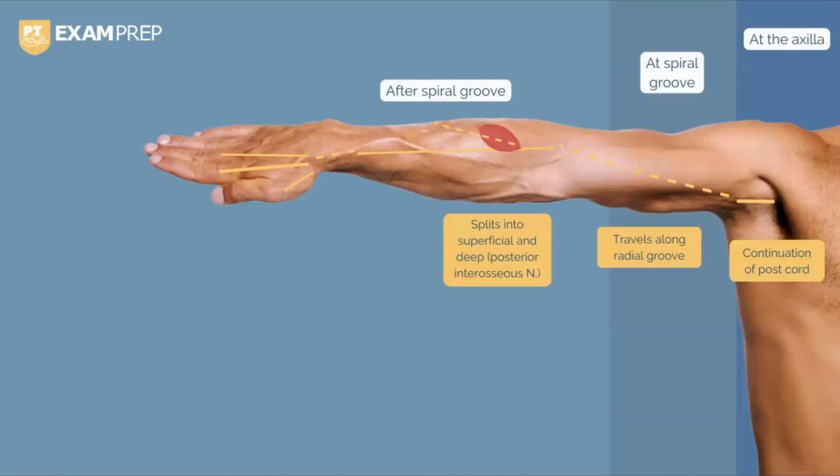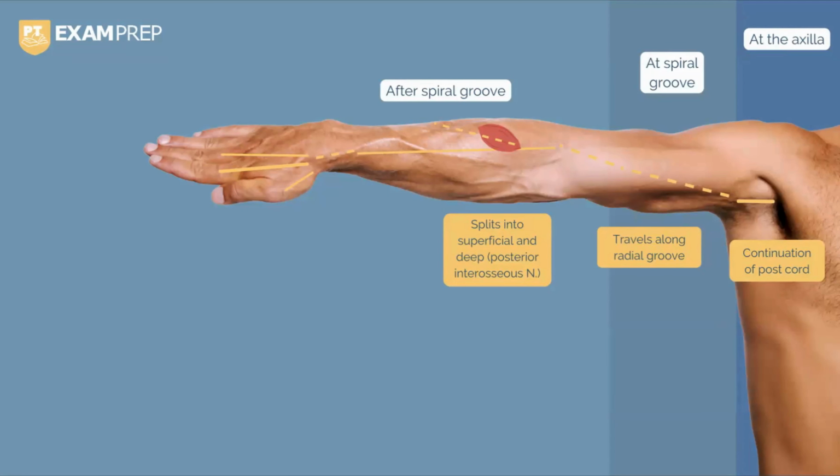Okay. So after it goes through that supinator, it branches off into our two branches. So we have our deep and our superficial. The deep nerve is also known as the posterior interosseous nerve. I would argue most people know it as the posterior interosseous nerve. The superficial branch is a purely sensory branch, and it's contributing to the cutaneous innervation of the back of the hand and the lateral fingers. All right, but not as big a deal to know that.